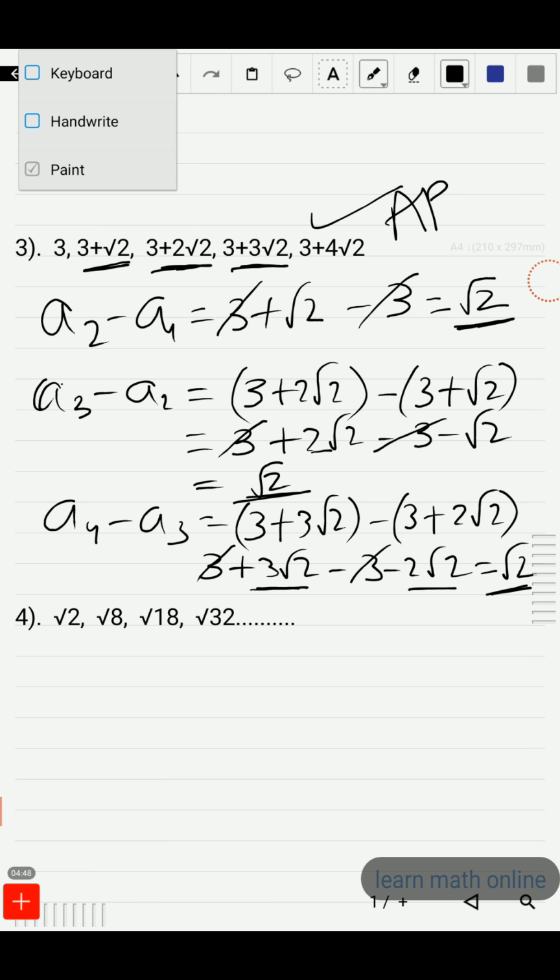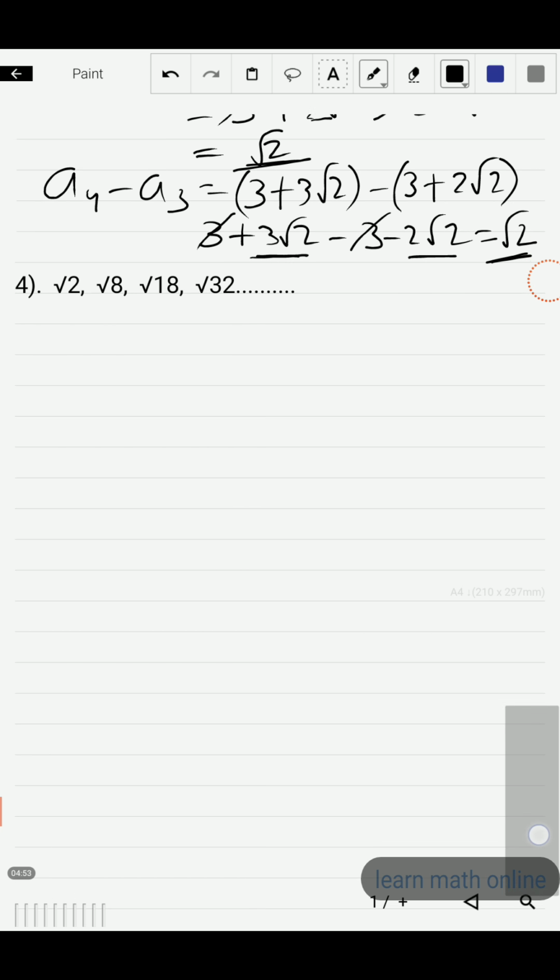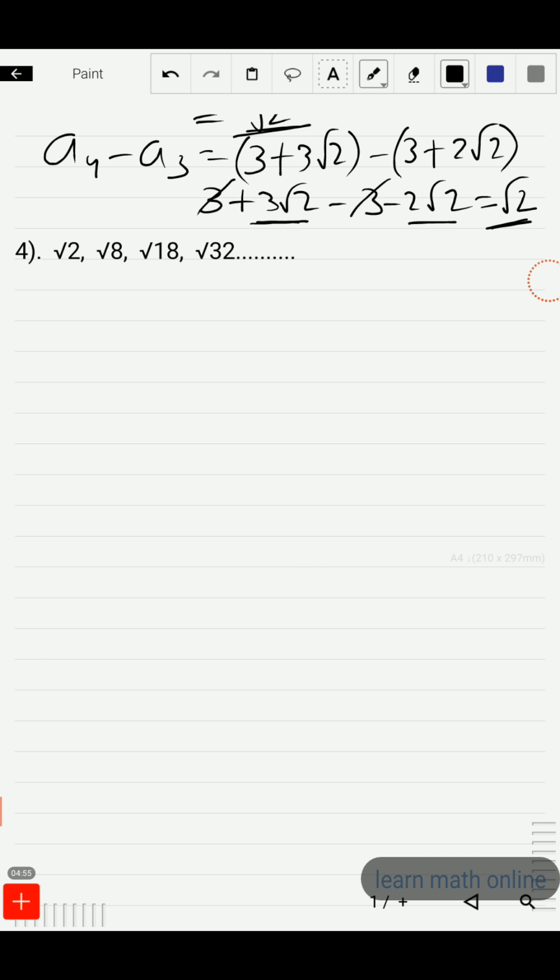Now let us check the last one. This is root 2, root 8, root 18, root 32. Don't just look at the numbers and say that they are not forming an AP. We should simplify that first. Now let us go ahead and simplify. Root 2 is root 2, we cannot simplify that further, so let us write root 2 there.